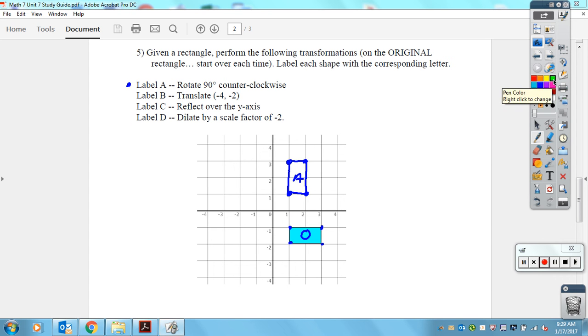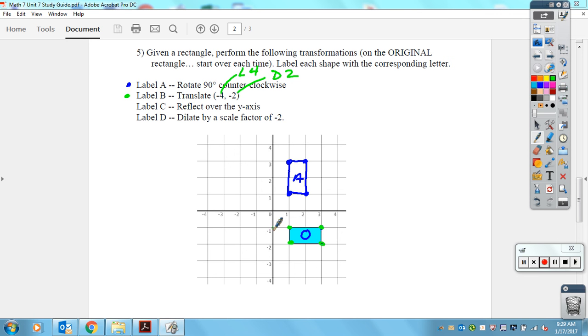B. So it's to translate -4, -2, which means it goes left 4 and then down 2. Or horizontally -4, vertically -2. So it has two instructions. All the points move the same. Make sure you remember you're starting not from the origin, you're starting from the 4 corners. Each point is going to move left 4, down 2. So I'll do left 4, down 2 for all 4 corners.